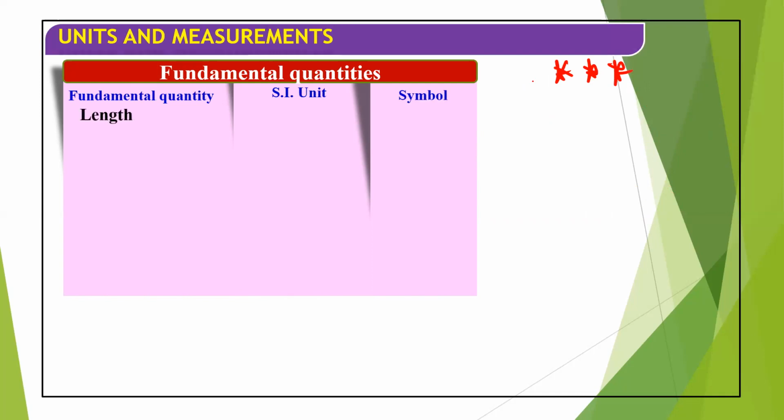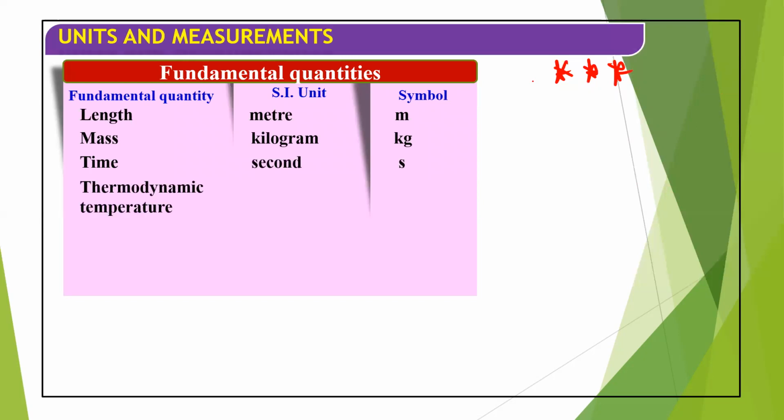The first one, length, the SI unit is meter, the symbol is m. Mass, the SI unit is kilogram, the symbol is kg. Time, the SI unit is second, the symbol is s. Thermodynamic temperature, the unit is kelvin, the symbol is K. Amount of substance, the SI unit is mole, and the symbol is mol. Electric current, the SI unit is ampere. My dear student, the spelling of ampere is very, very important.